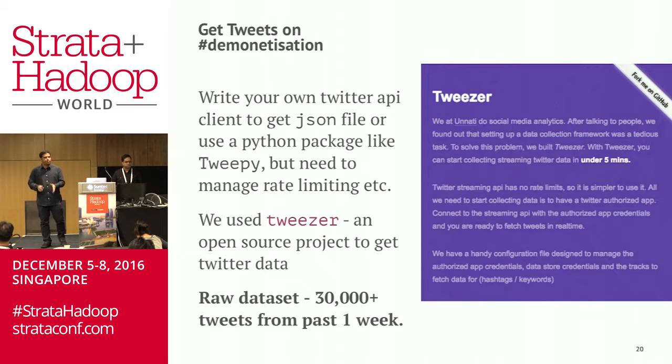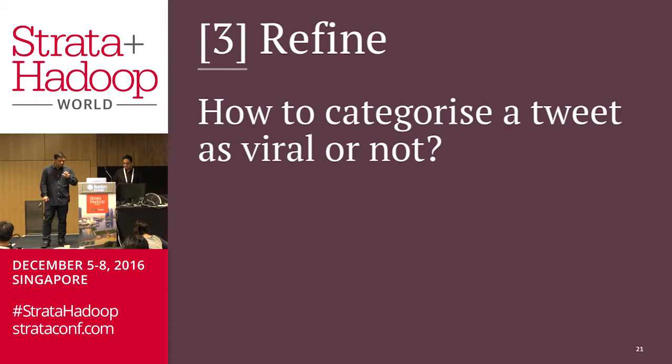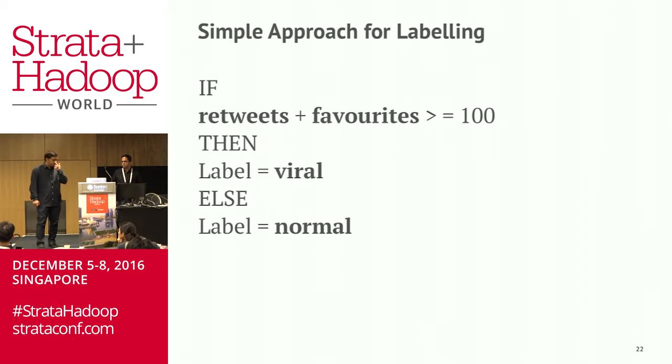This step is probably identical for either statistical learning or this, but now we need to refine it. We need to categorize a tweet as viral or not, and that is the labeling problem that we need to solve. We need to figure out a way to say whether the tweet is viral or not, because based on that label, we can then teach the model to learn about it. So, following Occam's razor, we would choose the simplest approach possible: if retweets plus favorites is greater than 100, then we label it as viral, else we label it as normal.